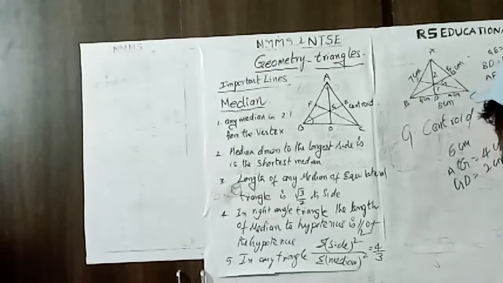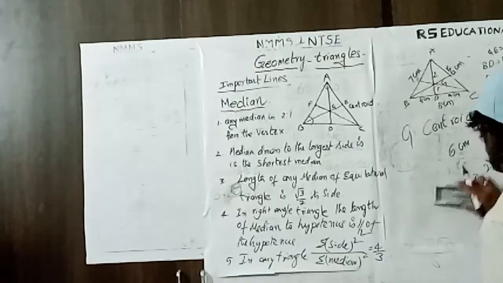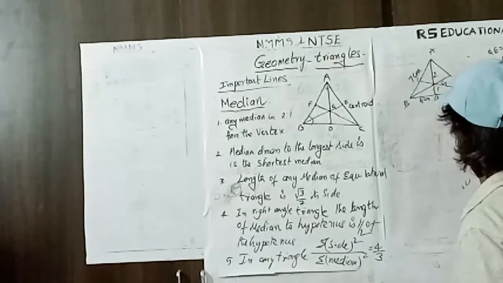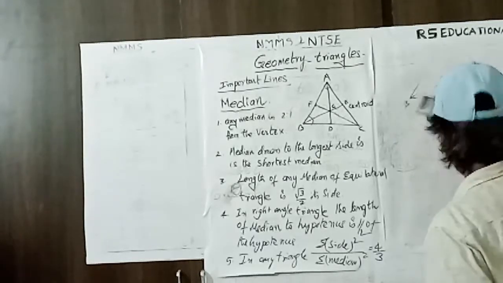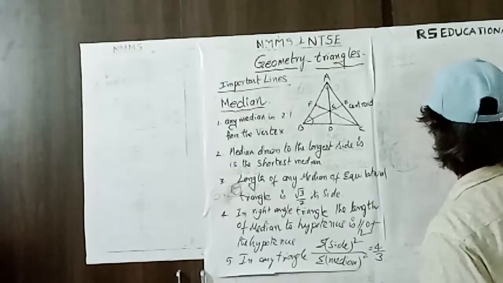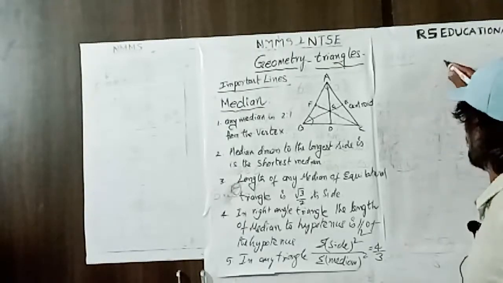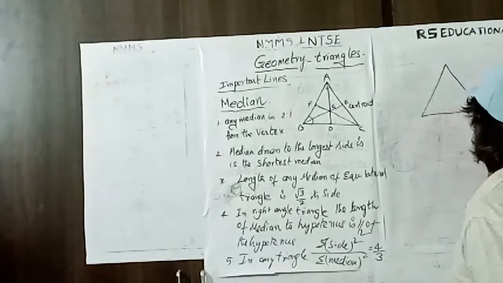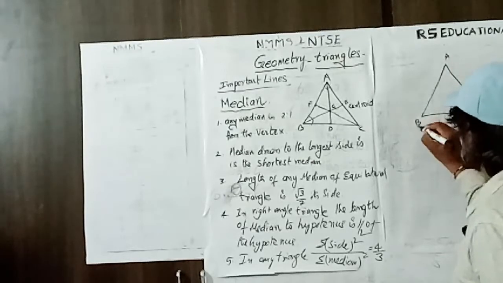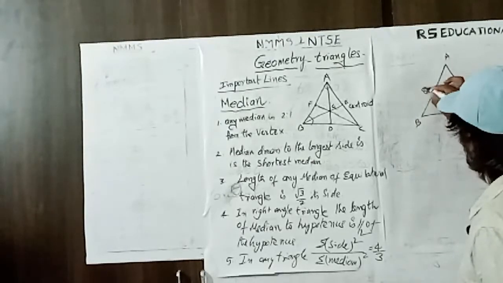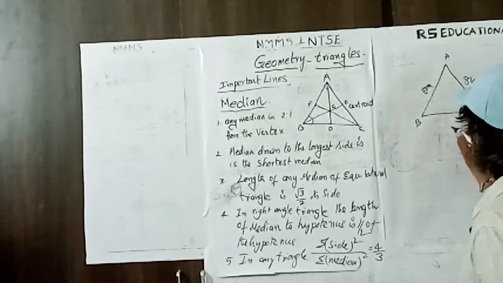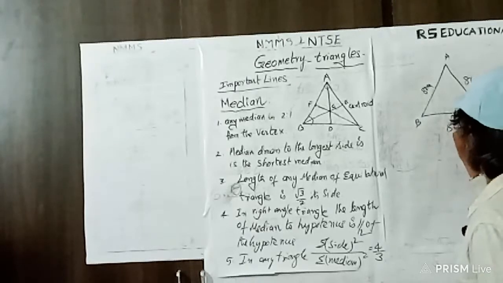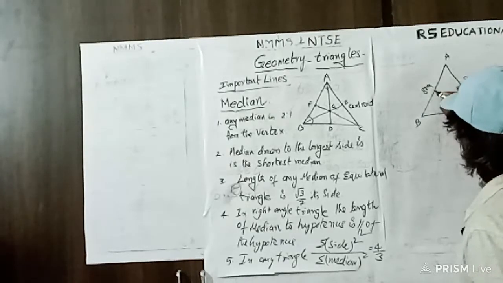So if all the three angles are equal, or all the three sides are equal, then it is a right angle triangle. Sorry, it is an equilateral triangle. Now I am drawing the equilateral triangle. A, B, C. So this is 8 centimeters, this is 8 centimeters, and this is 8 centimeters. So D, E, F.